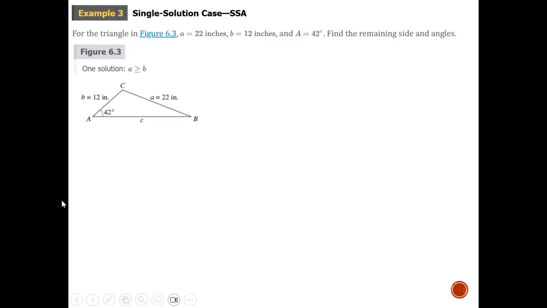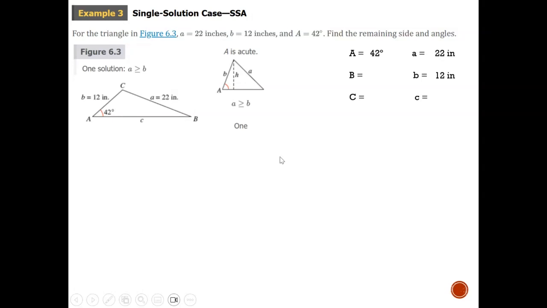Okay. There's figure 6.3. Here, guys, it's saying that A is more than B, because A is 22 and B is 12. So if you look at the previous slide, it's acute and A is more than B, so it's going to be exactly 1 triangle. So we can solve it as we did the other examples. So let's write down what's given. Angle A is 42 degrees. Side A is 22 inches. And side B is 12 inches.